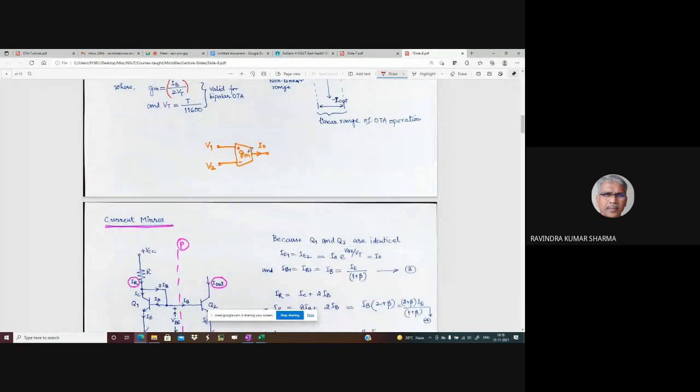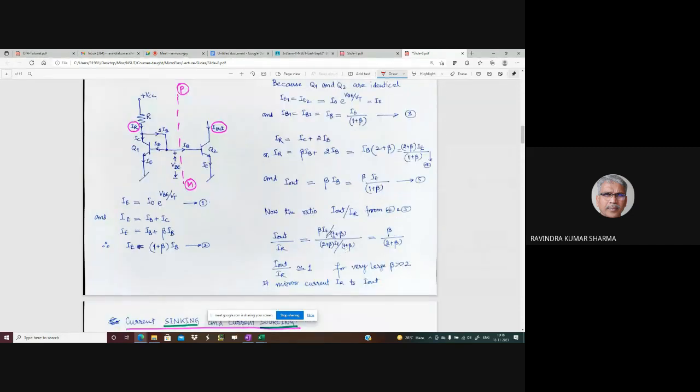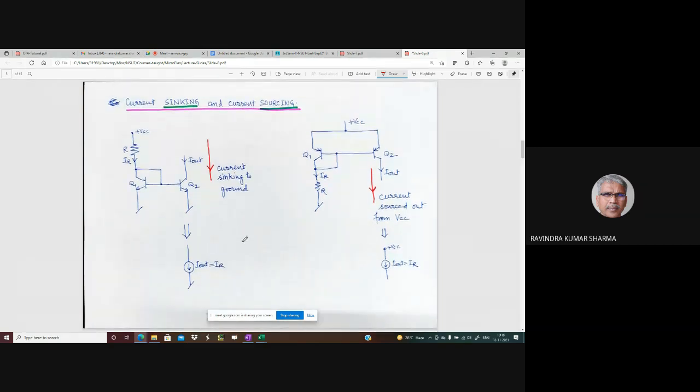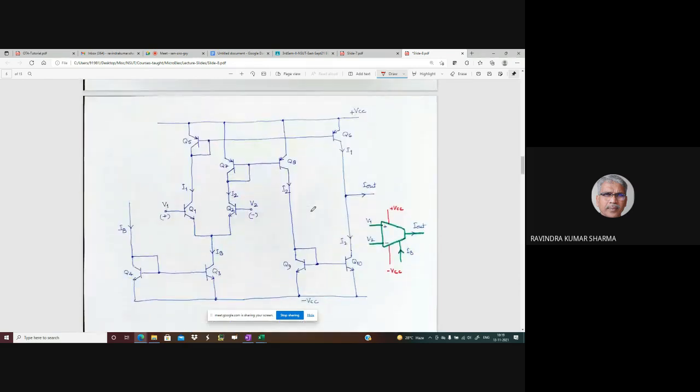So that's the symbolic representation. We have already discussed the current mirror, the simple current mirror, right? In this simple current mirror, I out by IR is beta by 2 plus beta. If beta is much larger than 2, then I out by IR will be approximately equal to 1. This we have already derived. There are two types of current mirrors: the NPN Q1 and Q2 where current is sinking, and the PNP Q1 and Q2 where current is being sourced out. Both are symbolically shown down here. This I also discussed.